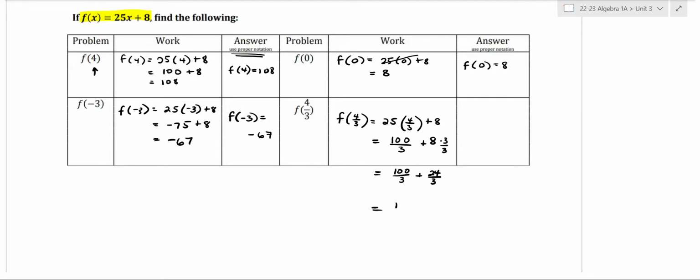All right, so we have 124 over 3. 4, 5, 6, 7. So I don't think it's divisible by 3, but here we go. Let's check. It is not. So then that just means that the answer for when x equals 4 over 3, the function equals 124 over 3. Yes, which is approximately, if we wanted to round this, 41.3 repeating.